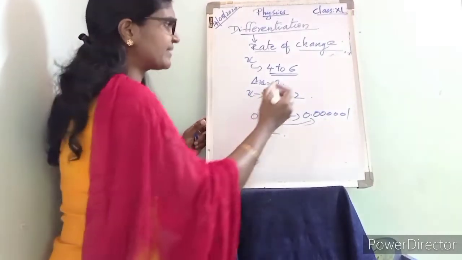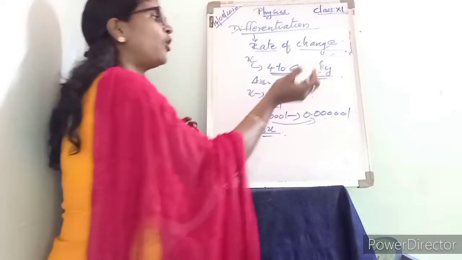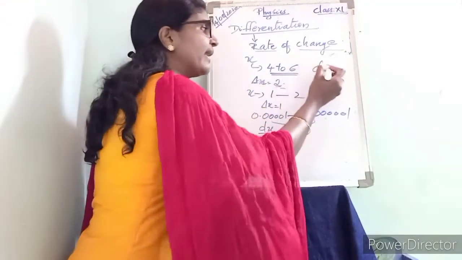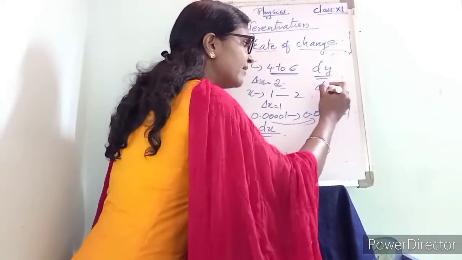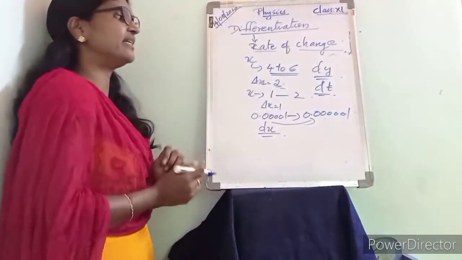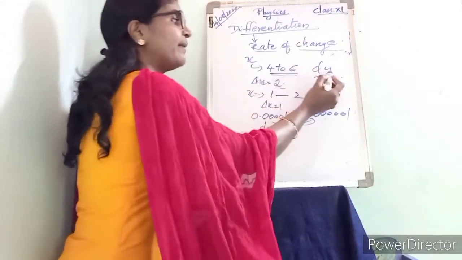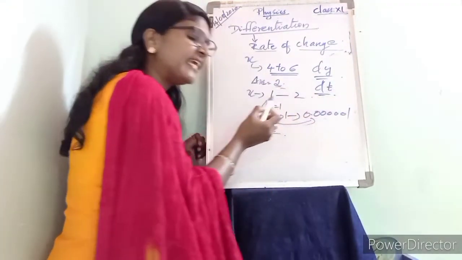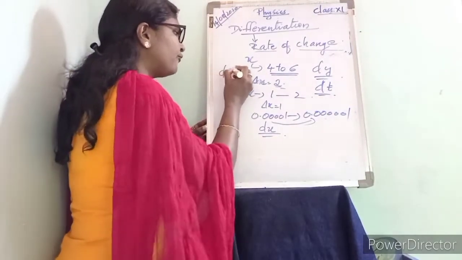Then we can also represent dy. What does dy mean? A small change in y is represented as dy. What is dt? It is a small change in t. So dy means small change in y, and dt means small change in t. Next, we are considering d of 4.